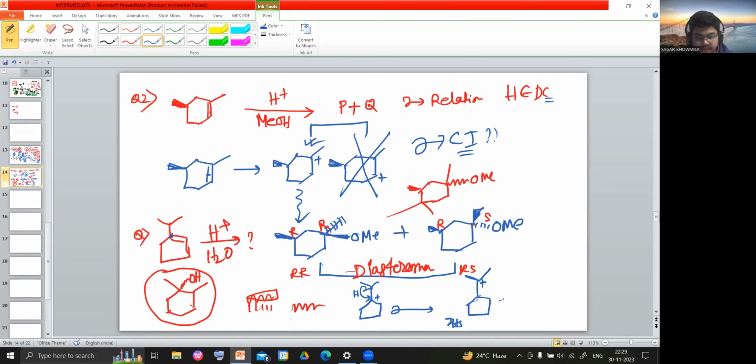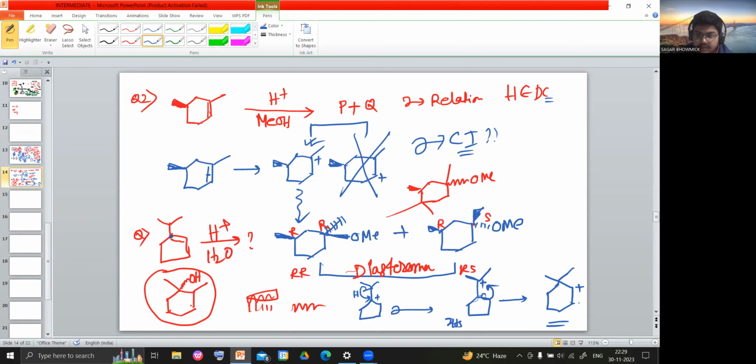Now this is a 5-member ring, and this can undergo ring expansion. So we will be getting this. For these reasons, I have taken an extra class for ring expansion, for rearrangement. If you have not seen that, please complete the previous lecture on ring expansion to get a good command. So this will be our ring expanded product.